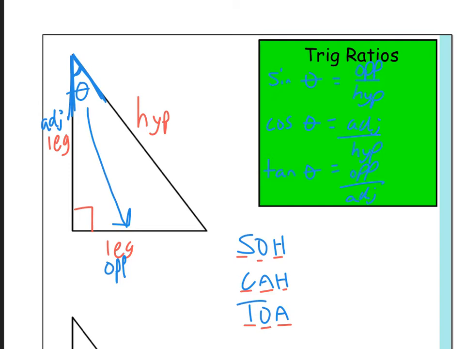Okay, but there are a couple special ones. These rules work for any right triangle, but there are two main ones that show up quite a bit that we need to know a little more detail on. And the first one is the 45, 45, 90.